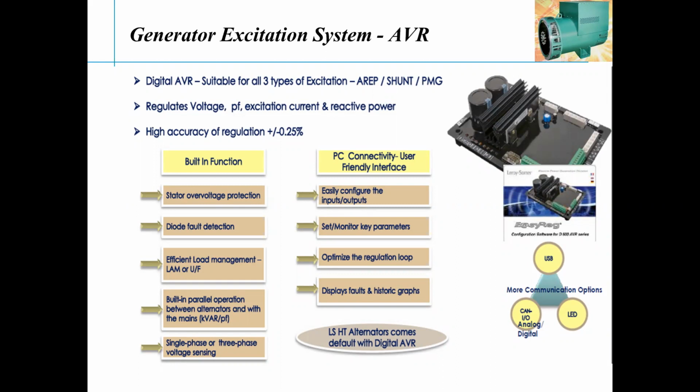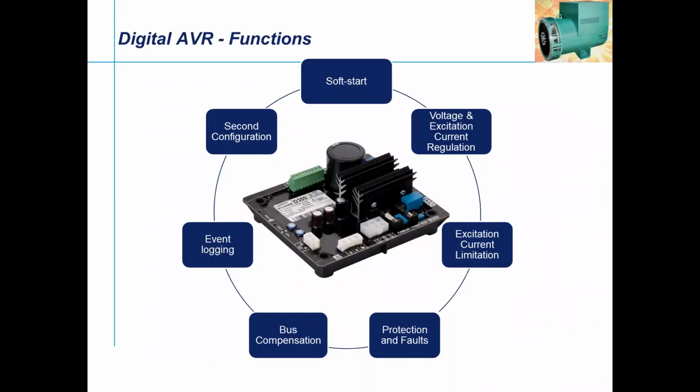Displays and faults have their own advantage, like giving the event log or faults, and the historic graphs we can extract. All you can demand from the digital AVR. So this is a soft start. I was just mentioning earlier, you can do all this: soft start, voltage excitation, current limitation, protection and faults, bus compensation. All this earlier they were doing with different devices. Now this AVR is going to give communication to the system where you have a fault. So it is more of an integral system of the generator now.